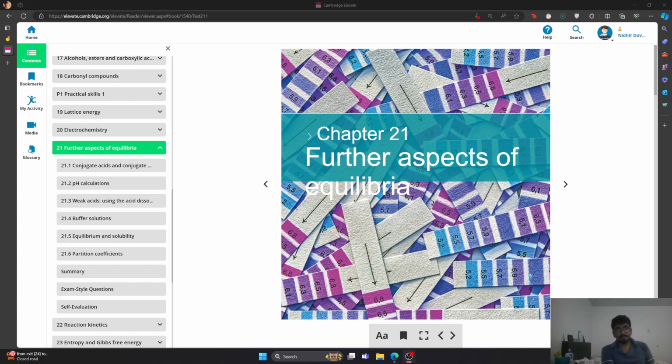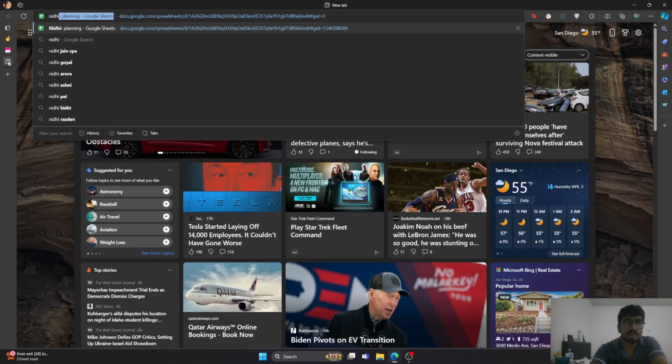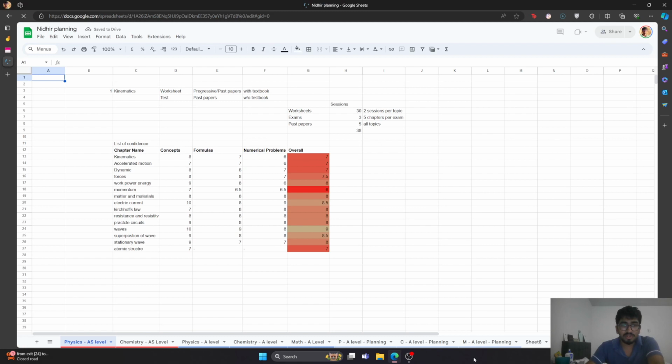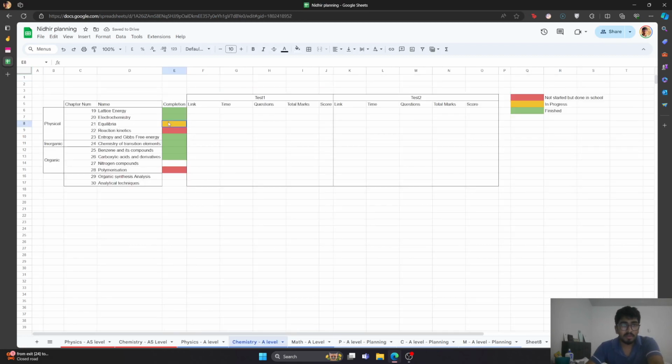Hello, hello Nadir. I thought we'll continue into Equilibria. There are a bunch of things remaining, but I thought we'll finish Equilibrium and reaction kinetics so that we are done with the majority of the things, and then we can cover the rest, organic. I guess we can discuss it in person together.